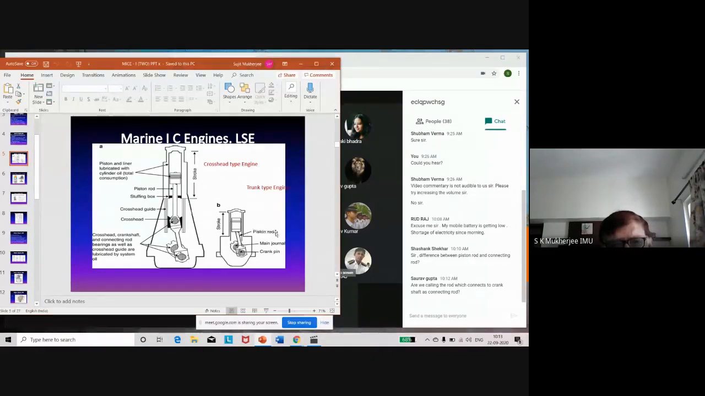See, he's written piston rod here also, piston rod here, and he's not made a mention of what rod this is. Here he has said crankshaft and connecting rod bearings as well as crosshead guide are lubricated by the system. If we can call this connecting rod, why has he called this piston rod? Doesn't make sense. So be careful.